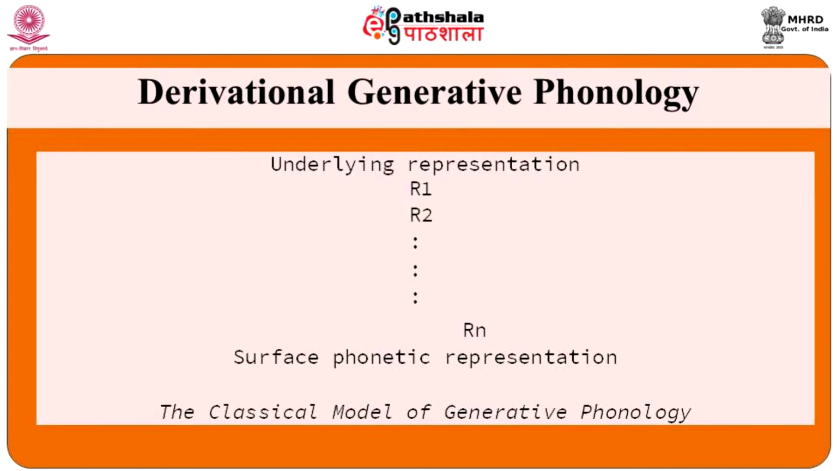Derivational generative phonology. The starting point of optimality theory is the model of standard generative phonology. The model is reproduced below for the sake of ease of reference, since we have already discussed this. Look at it on the screen. As we notice, the classical model of generative phonology has two levels of representation: the underlying representation and the surface phonetic representation, or simply surface representation for short. The two levels of representation are related to each other by means of a series of rules, Rule 1, 2, say Rule n. And these rules are sequentially ordered in relation to each other.